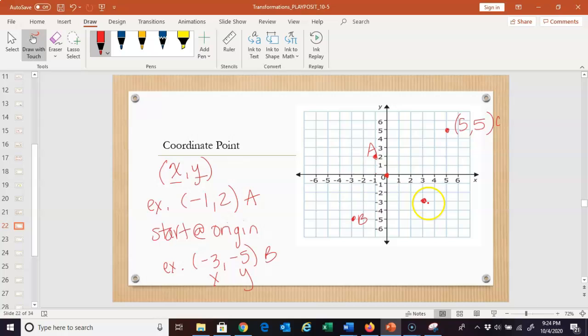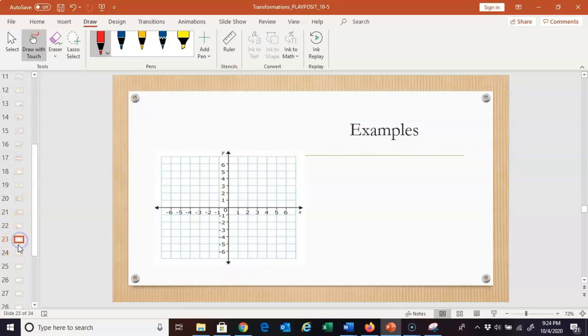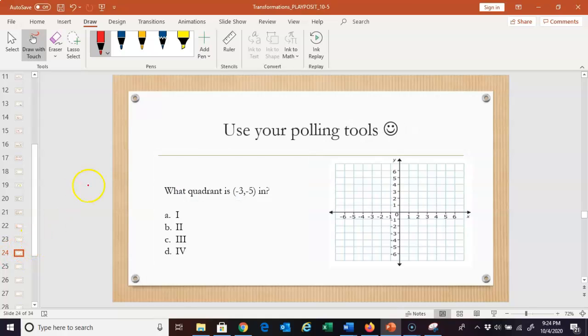Let's do one more of those. How about here? We start at 0, 0, and we'll go over 3 and down 3. I did not make that up on purpose. All right, so that was a nice review of our coordinate plane. Actually, I was going to do those examples on this slide, so we'll go ahead and skip this one. So which quadrant is -3, -5 in?